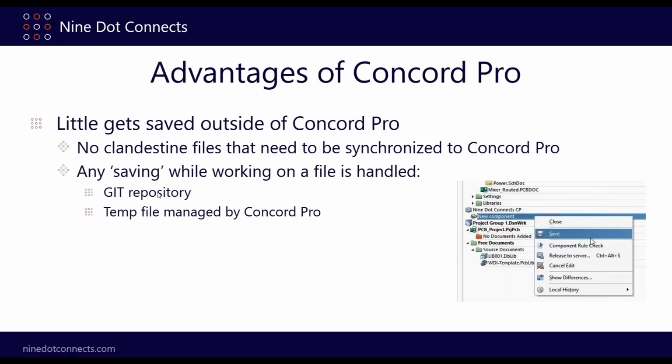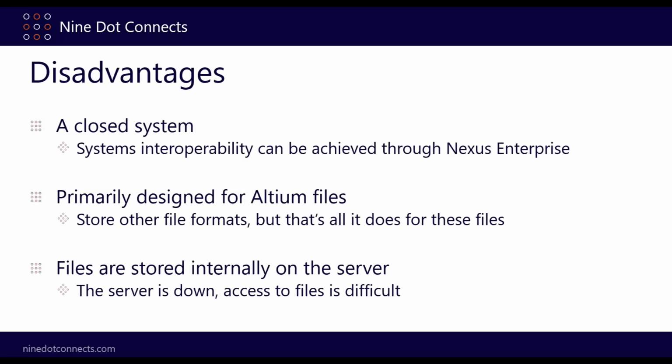So let's talk about some of the disadvantages as well, because there are some key things to understand about this. Number one, it is a closed system. So if you are looking to build something that can work between Concord Pro and an SAP system or an Oracle database system, that's when you need to start looking into NEXUS Enterprise.